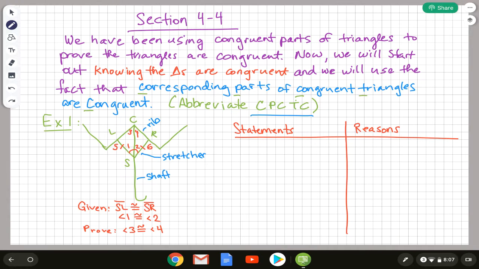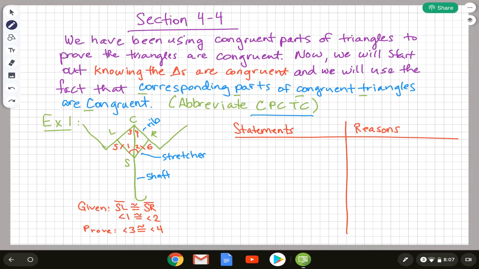Okay, today we're going to look at section 4.4. We've been doing some work in the last few sections proving triangles are congruent by different theorems. And so now, once we know that triangles are congruent, we can make conclusions about their other corresponding parts, because by definition, if two figures are congruent, then their corresponding parts have to also be congruent.